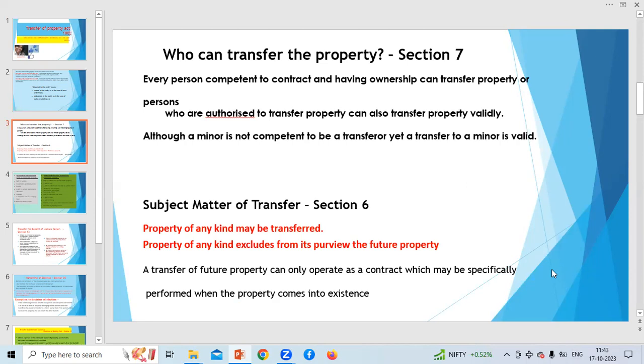Subject matter of transfer, Section 6. Property of any kind may be transferred. Property of any kind excludes from its purview the future property. A transfer of a future property can only operate as a contract which may be specifically performed when the property comes into existence. Property should be in existence for transfer.